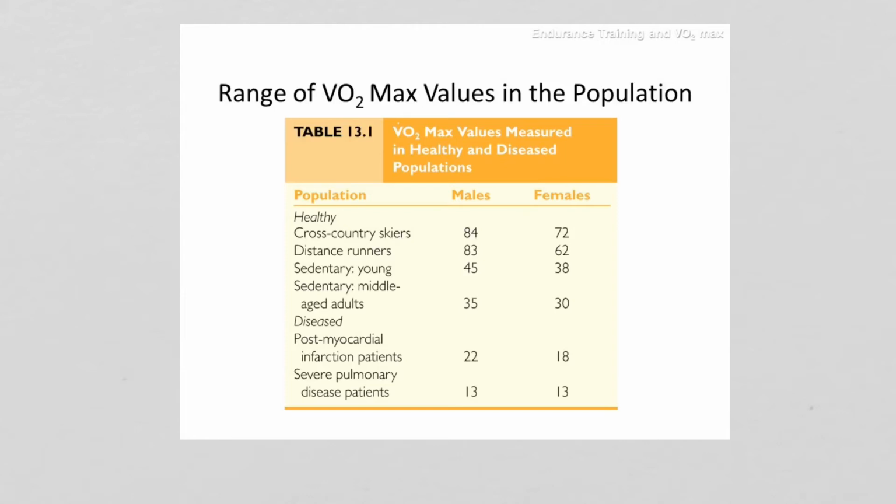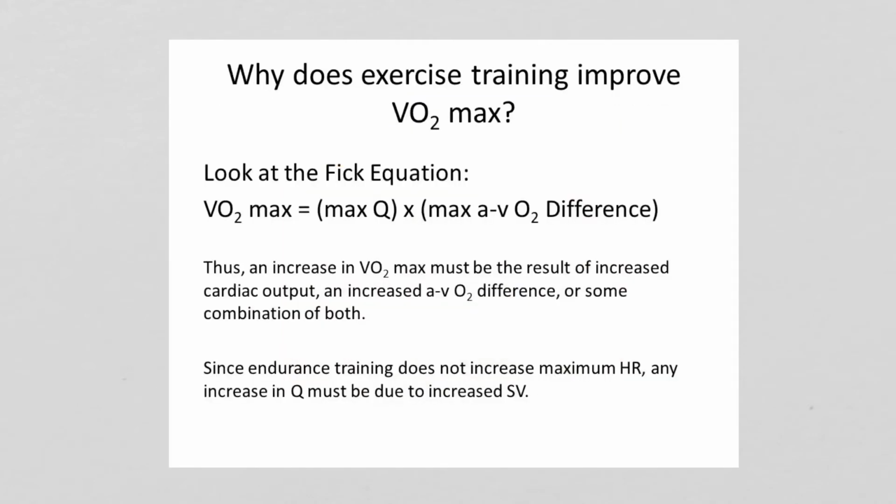Diseased patients will see very, very low VO2 max values. Heart attack patients, post-myocardial infarction, around 20, and then pulmonary diseases, maybe even in your mid to low teens. Those would be quite debilitating numbers, and people would have a difficult time even negotiating walking. So now let's move to the next section of the textbook, which considers why exercise training improves VO2 max.